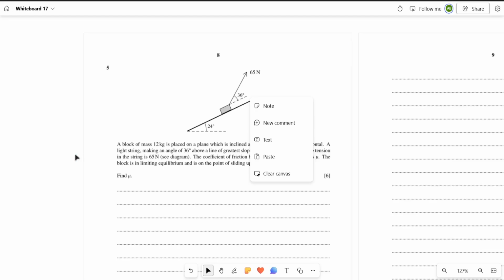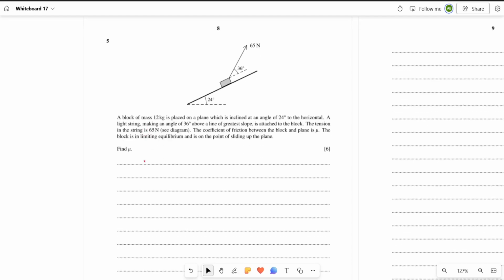The question says, a block of mass 12 kilograms is placed on a plane which is inclined at an angle of 24 degrees to the horizontal. A light string. What does light mean? Light means that if we have two objects connected to the string, the tensions on both objects are going to be the same. So the tension throughout the string is the same. These are keywords that are super important in mechanics.